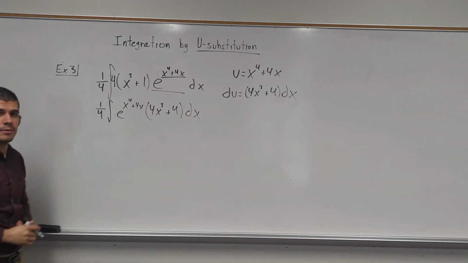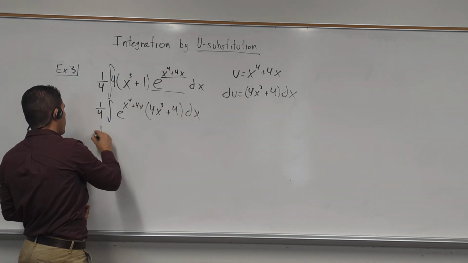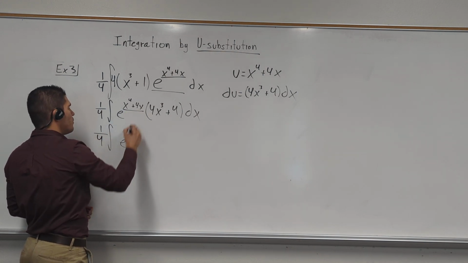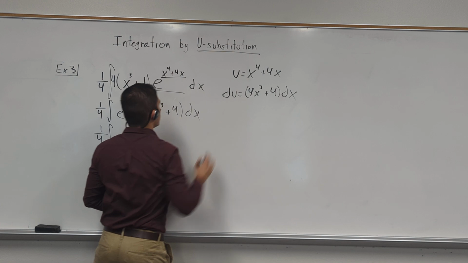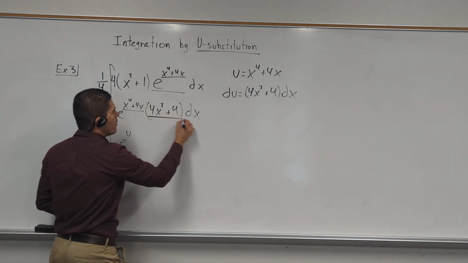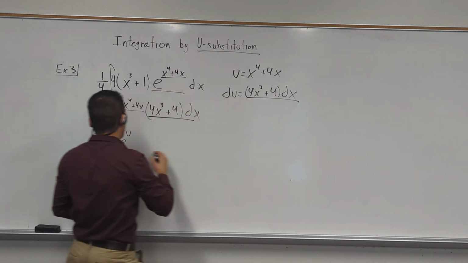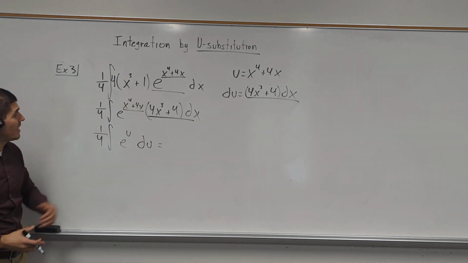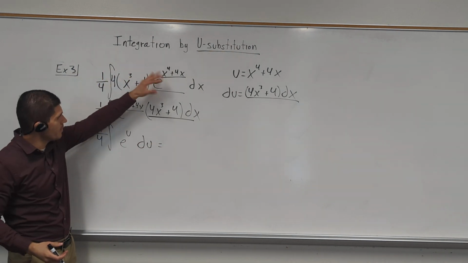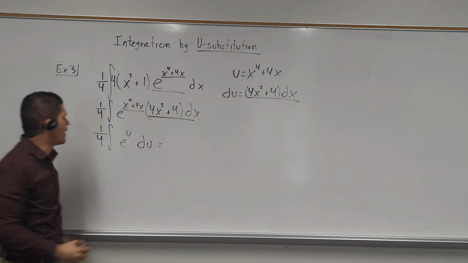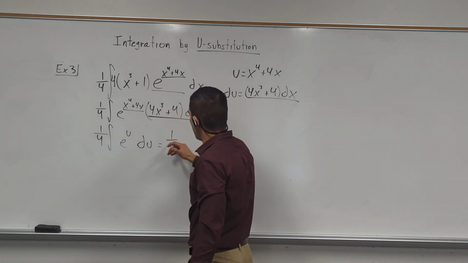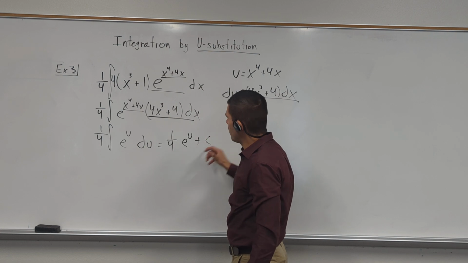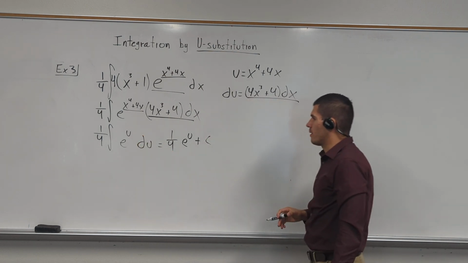And I'm going to use my substitutions now. This 1/4 will stay on the outside. This will become e to the u, since u is equal to that. And I want you to notice that all of this, which is what I have here, will become a du. And once again, it has gone from something that was very complicated to now something that is basic. We can now say that the antiderivative of e to the u is e to the u. I do have a 1/4, so I can't forget that.